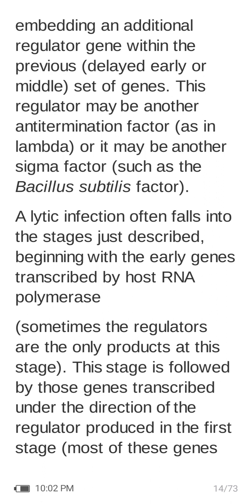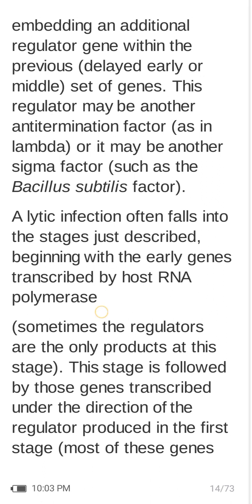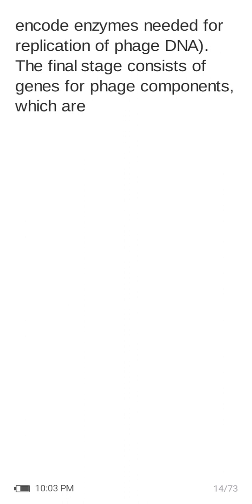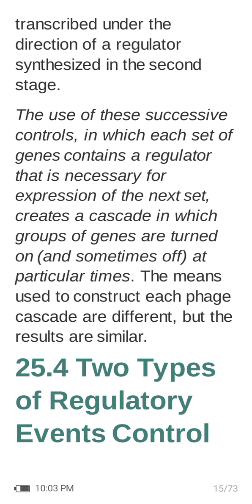Lytic infection often falls into the stages just described, beginning with the early genes transcribed by host RNA polymerase. Sometimes the regulators are the only products at this stage. This stage is followed by those genes transcribed under the direction of the regulator produced in the first stage. Most of these genes encode enzymes needed for replication of phage DNA. The final stage consists of genes for phage components, which are transcribed under the direction of a regulator synthesized in the second stage.